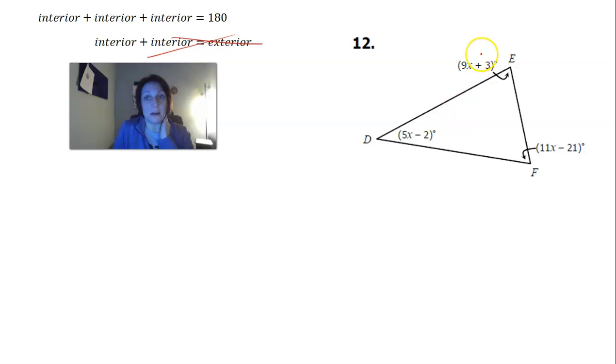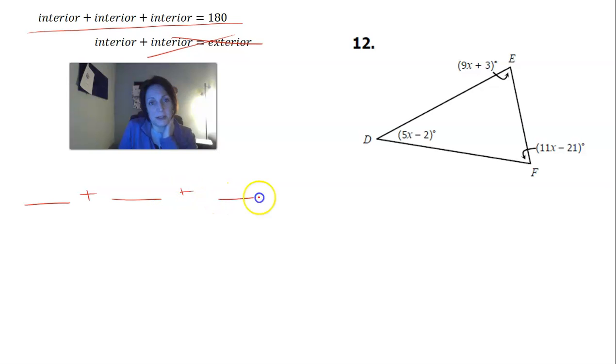But what we're given here is 3 interior angles. Anytime you're given 3 interior angles, the fact that they're all in terms of x means absolutely nothing to me. I'm going to use this shell right here. I'm going to take my interior angles. It's going to be interior angle plus interior angle plus interior angle, and it's going to equal 180. All I have to do is pluck them out of here. One of them is 5x minus 2. One of them is 9x plus 3. And one of them is 11x minus 21.